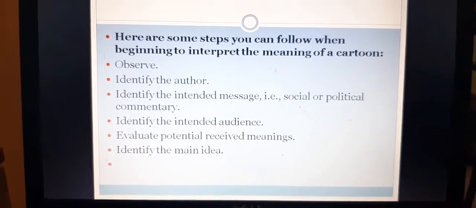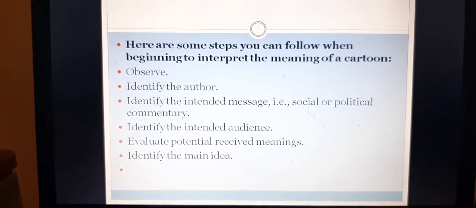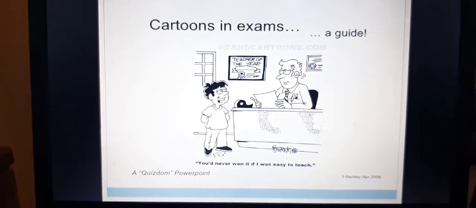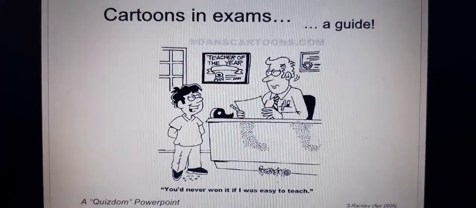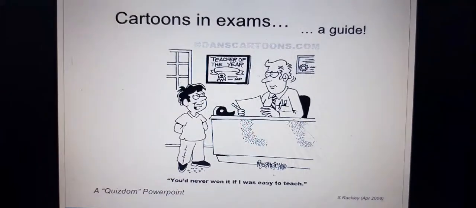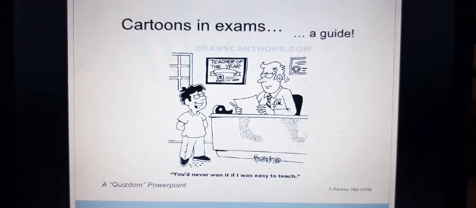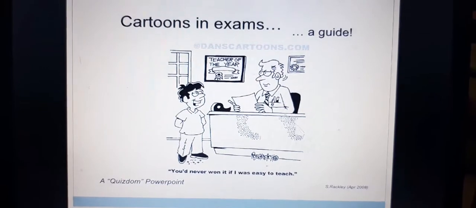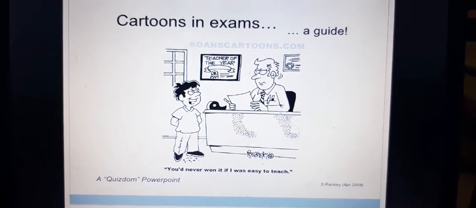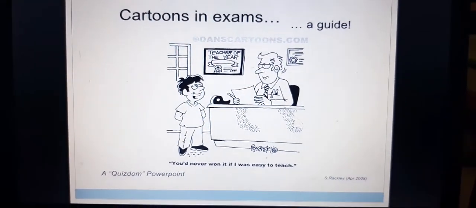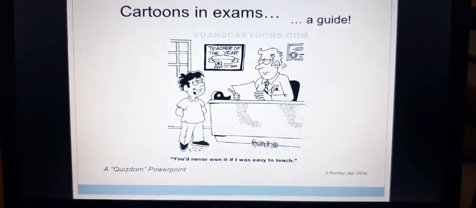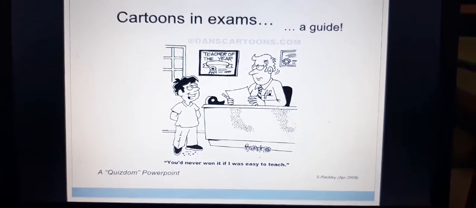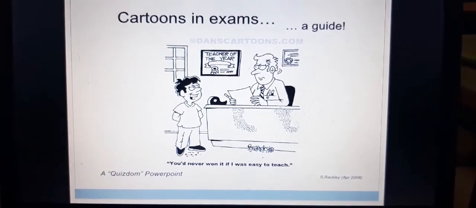So here I have a small cartoon for you. Let us have a quick review of this. Observe it carefully. What is this cartoon about? Cartoons in exams. A guide. Okay, it is given very well. So, what could you observe?